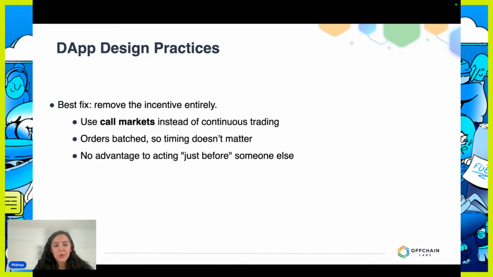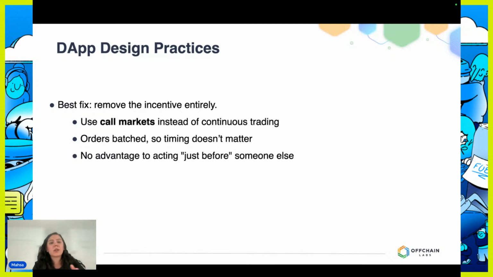And the best fix, which I think is the best fix, is that before you design your system, maybe you can design it in a way that it just removes the incentives entirely. This is not easy, and it really depends on the use case. But let's go back to our example, a decentralized exchange on a blockchain. There, if you can use a call market instead of continuous trading, that would have eliminated front running entirely.